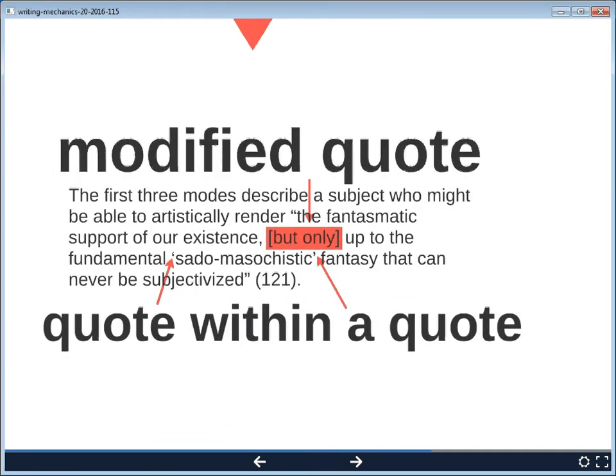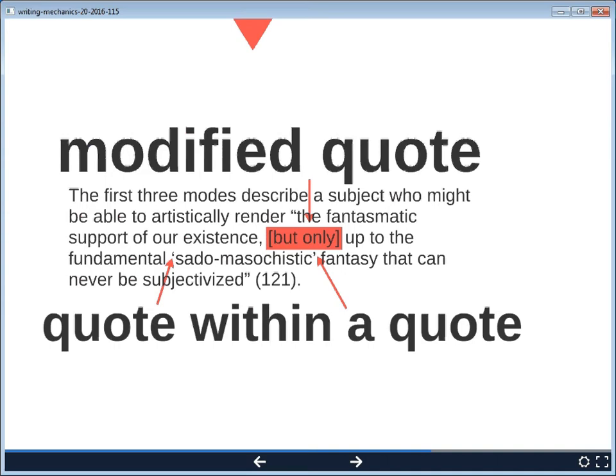Sometimes you have to modify quotes slightly. So in this example here, I've added the "but only." If you have to add words to clarify things, so for example, if you need to clear up a vague pronoun reference in a quote, then you can do that, but you have to be really careful about not changing the meaning of it, not changing the original spirit of the thing, and also indicating that you've added words by including them or surrounding them by square brackets.